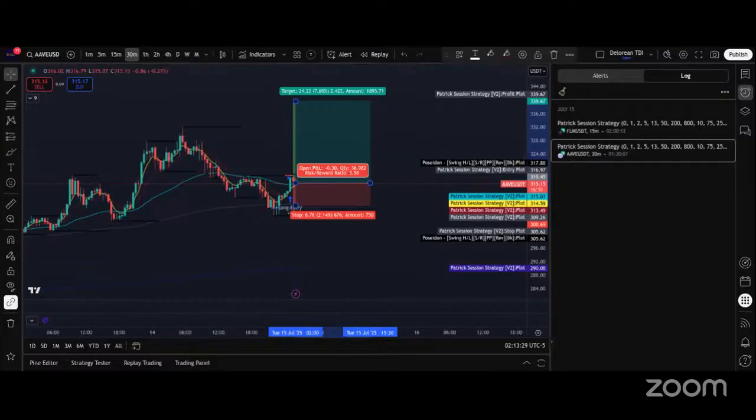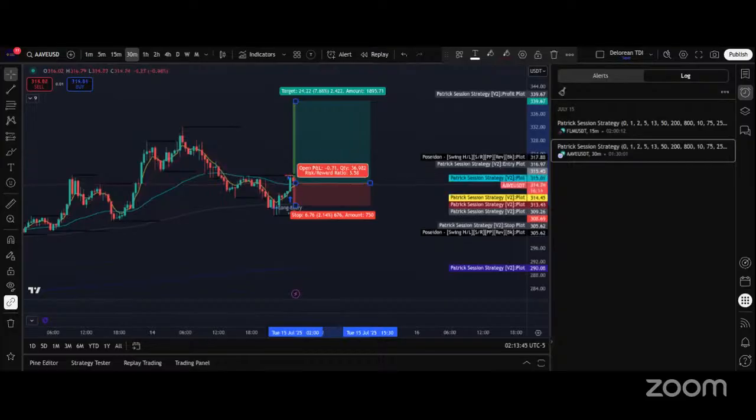Stop loss is going to be $308.69, and that's going to be for 676 pips. Entry price is $315.45.